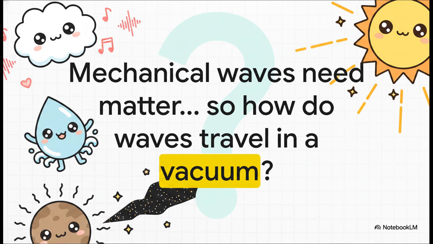But that leaves us with a giant, fascinating puzzle, doesn't it? Think about the sun. Its light and heat travel 93 million miles through the total vacuum of empty space to get to us. So how does that energy make the trip if there's nothing there to carry it? Well, that requires a totally different kind of wave. And that's a story for another time.